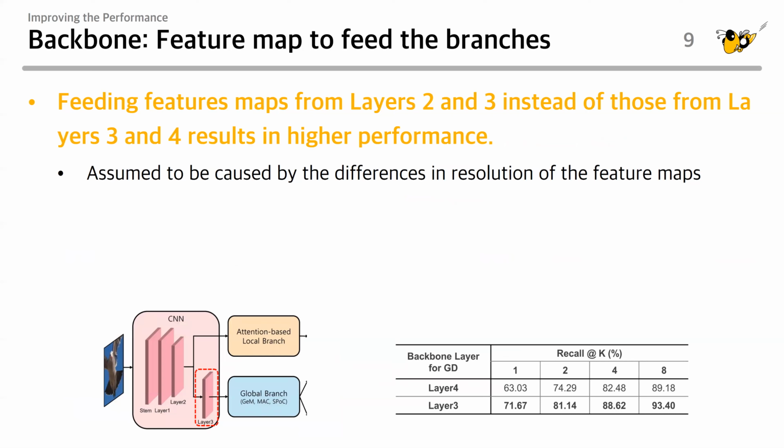To generate local and global descriptors, feature maps from layers 2 and 3 are fed into the branches. We discovered that instead of using layers 3 and 4, it was better to use layers 2 and 3. We assumed it was because of the resolutions of the feature maps. Layer 4 has a lower resolution than layer 3, which could have made it more difficult for the model to extract accurate features.